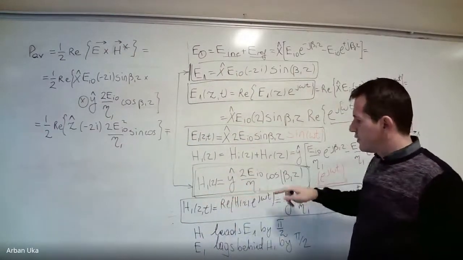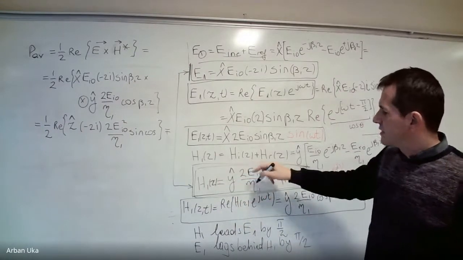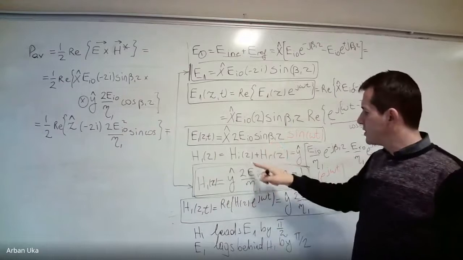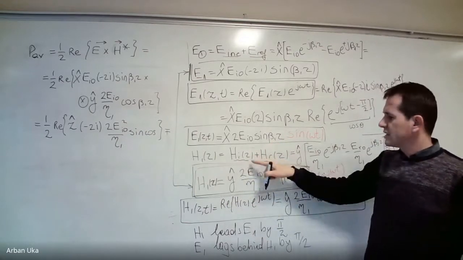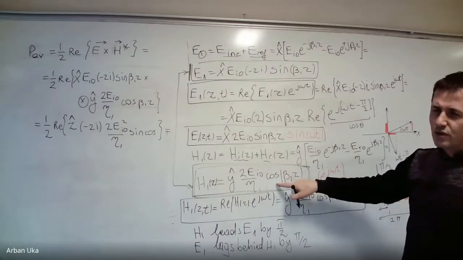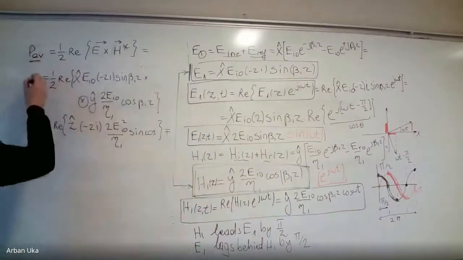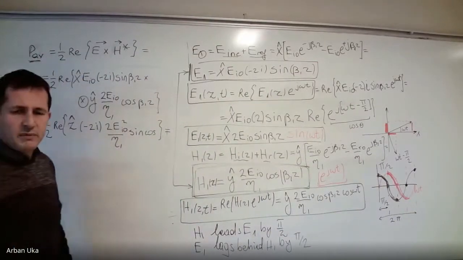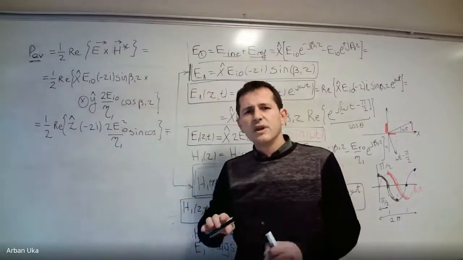So what is this H1z? The H1z is the total magnetic field intensity in region one, which is a summation of these terms. The first one traveling in the plus Z, the second term traveling in negative Z, and this one we don't know where it's going. And the average power might help us to determine both the magnitude and to some degree also the direction of where this wave is flowing.